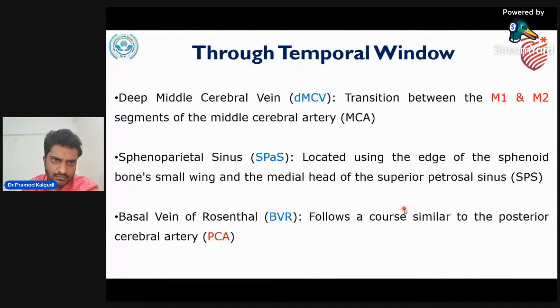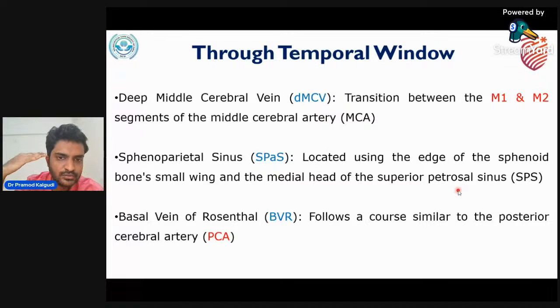So for the insonation, you have particular windows. Most of the veins can be insonated through the temporal window, that is your deep middle cerebral vein, sphenoparietal sinus vein, and basal vein of Rosenthal. When we speak of the deep middle cerebral vein, this can be insonated at the M1, M2 junction, or at these segments. So we know how to insonate M1 and M2.